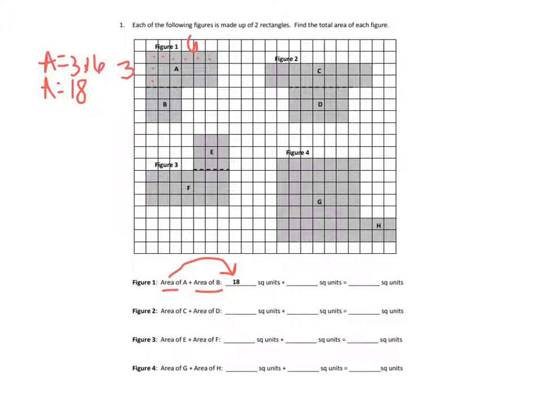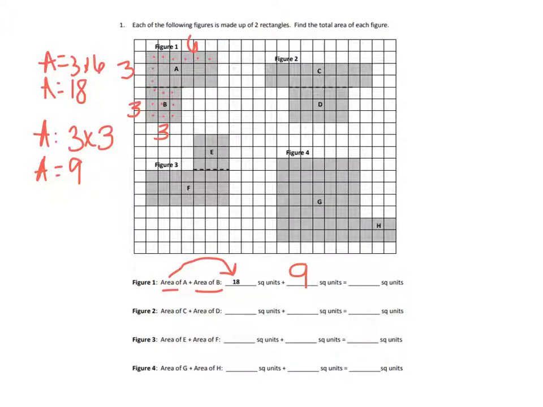Since we are on grid paper, we can count the squares if we want to, which when we do that, we'll get 1, 2, 3, 4, 5, 6, 7, 8, 9. We can also count to find the width, which would be 3, and the length, which would be 3. And we know that we would have to multiply the length and the width together, so that would be 3 times 3, which equals 9.